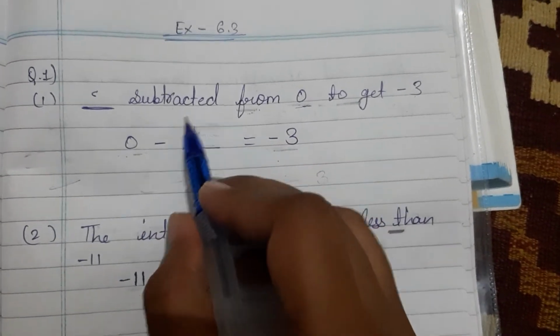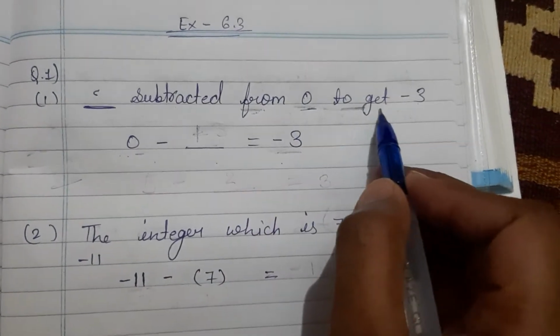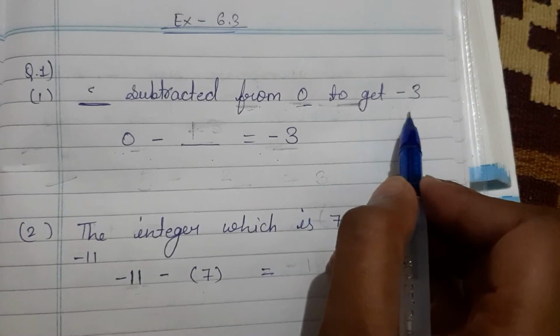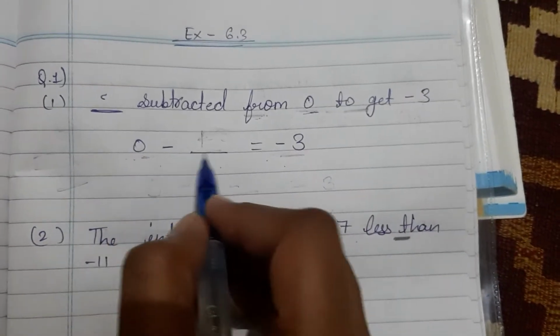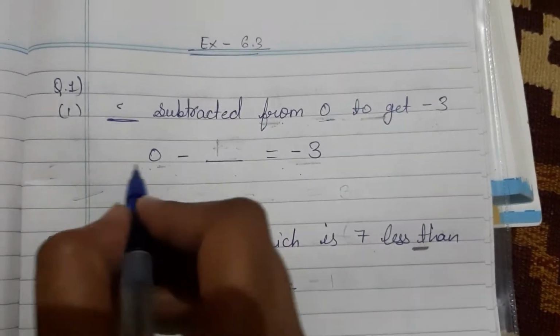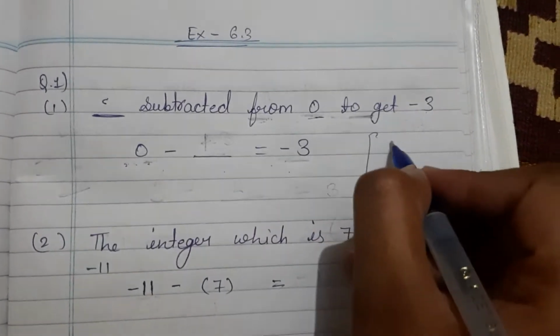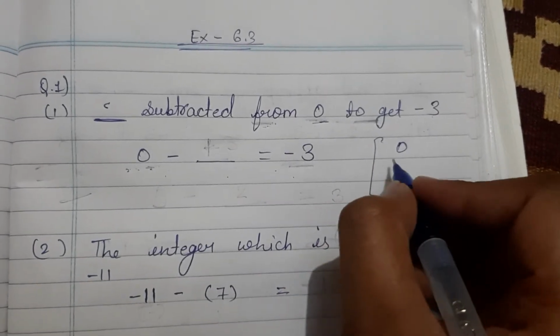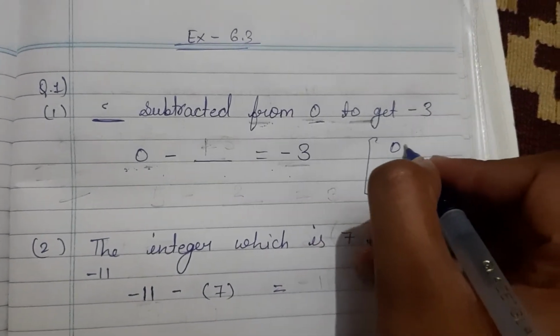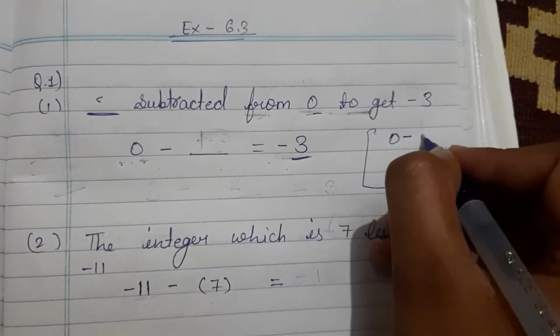Then after, the subtraction sign and the missing digit, which digit you want to subtract, and to get, the equal sign, equal to minus 3. What digit do you have to subtract? So the process you have to remember: here you have to write this first digit, 0, then after that minus, and again this one digit. This is the second digit.